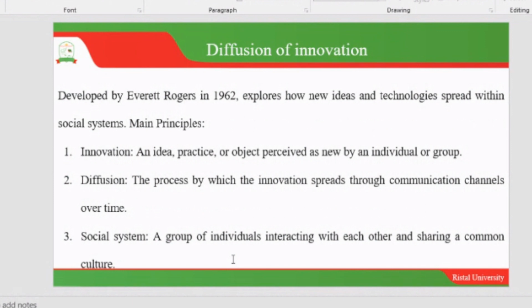Then the social system, the group of individuals interacting with each other and sharing a common culture. This could be a community, it could be a workplace, it could be the entire population. So you have to also know the social system, because social systems have different norms, different values and beliefs, and these could influence whether your innovation is going to be welcome or not.